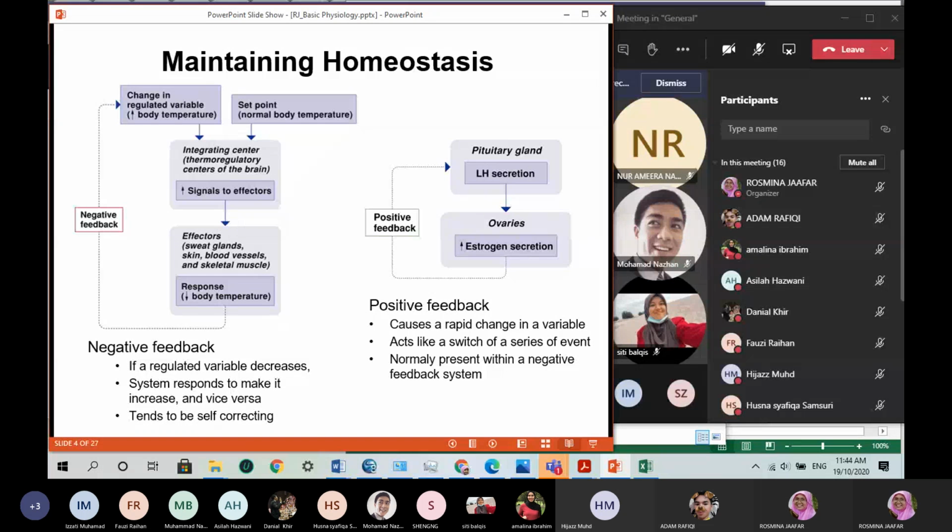In the process of sweating, the body will sense the skin is having sweat, then the skin will produce more sweat. The additional sweat is actually the rapid change. Until the temperature drops, then the positive feedback will switch off. So normally positive feedback is always present in a negative feedback system. The positive feedback is actually a switching action.